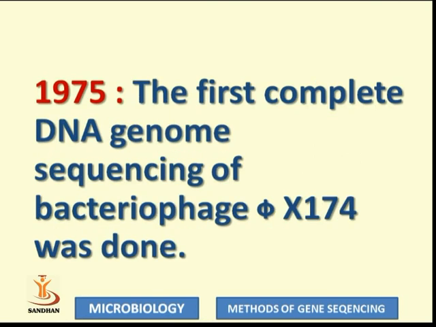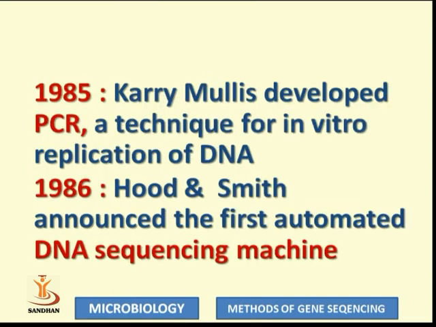In 1975, with the techniques available for DNA sequencing, the first DNA genome sequence, of bacteriophage X174, was done. And that was the first organism for which such an entire genome sequence was available. So from 1975, slowly the concept came to entire genome sequencing.